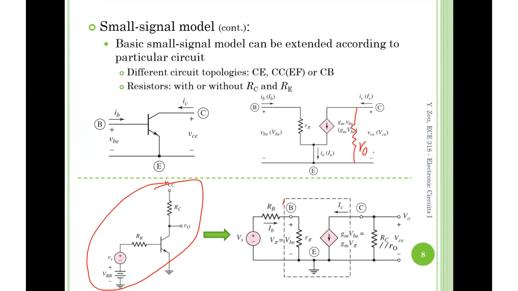The emitter might, by some chance, be the ground as well. However, the nature is still between the collector and the emitter. Forget about the ground. So if we involve this R0 here, then this is the result: R0 parallel with RC here.